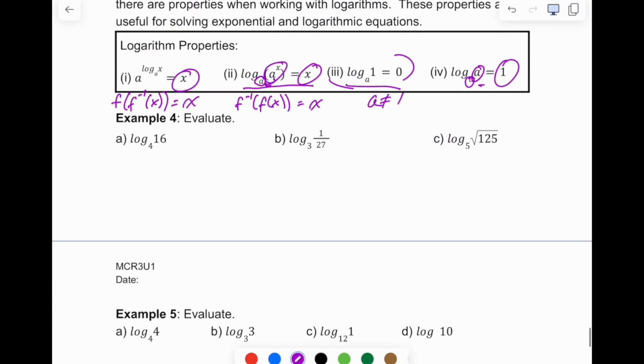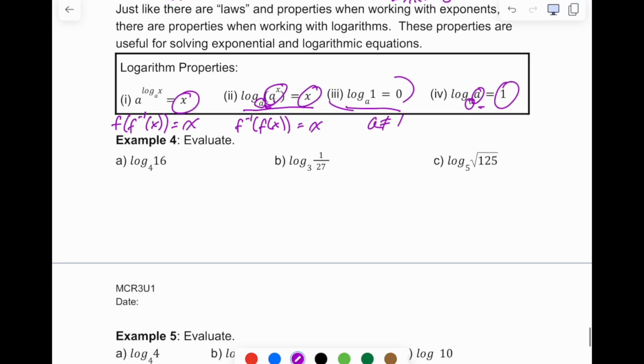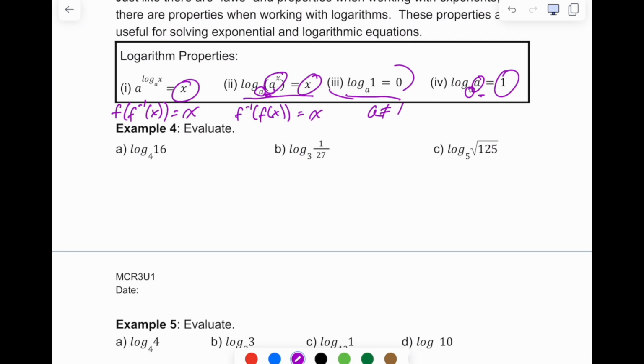Let's go off and evaluate some things. I think this is similar to what we did above, but let's go through this. So here, log base 4 of 16. So this is going to be like 4 to the power of x is equal to 16. And we know that 16 is just 4 squared. So here we can apply that x is equal to 2.